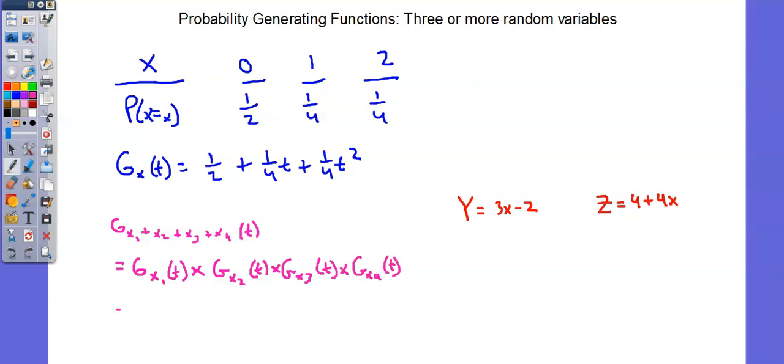And as these are all the same probability distribution function, we're multiplying the same thing 4 times, and we can simplify as the probability generating function for variable x to the power of 4. 4 here is a particular case. It could be 5 or 6 or as many times as is required.